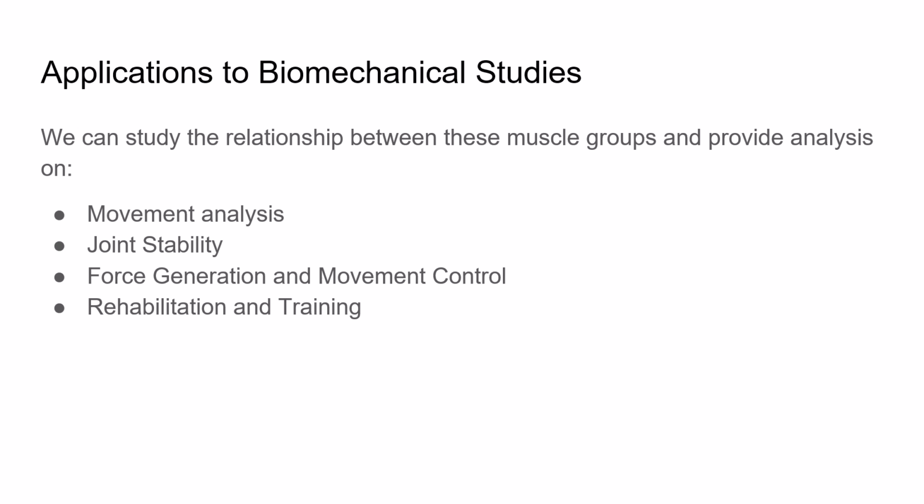Applications to biomechanical studies. Understanding agonist and antagonist interactions is critical in the field of biomechanics. It allows us to perform movement analysis for both athletic and clinical populations, study joint stability under various movement conditions, analyze force generation control, especially in sports and rehabilitation, and also design effective rehabilitation and training programs that restore or enhance function.